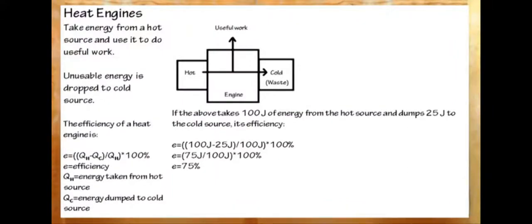On to heat engines. You're going to have a heat engine that is situated between a hot and a cold source. It's going to take energy from the hot source and use it to do some process, and all the energy it can't use is going to be dumped to the cold source. The efficiency of a heat engine is the energy taken from the hot source minus the energy that goes to the cold source divided by the energy taken from the hot source, and then just convert that to a percentage.